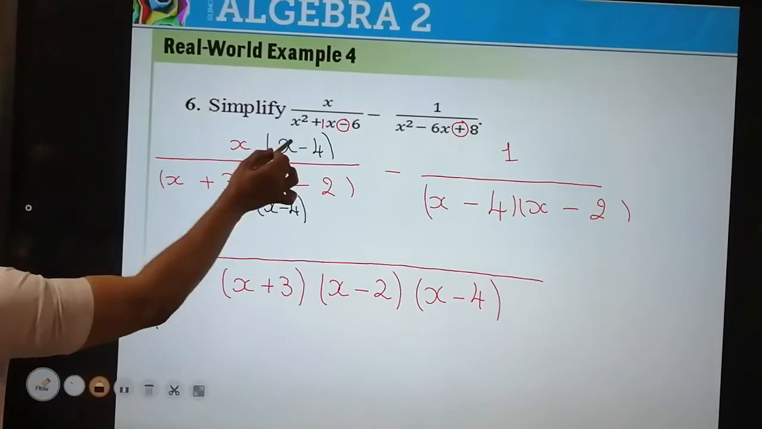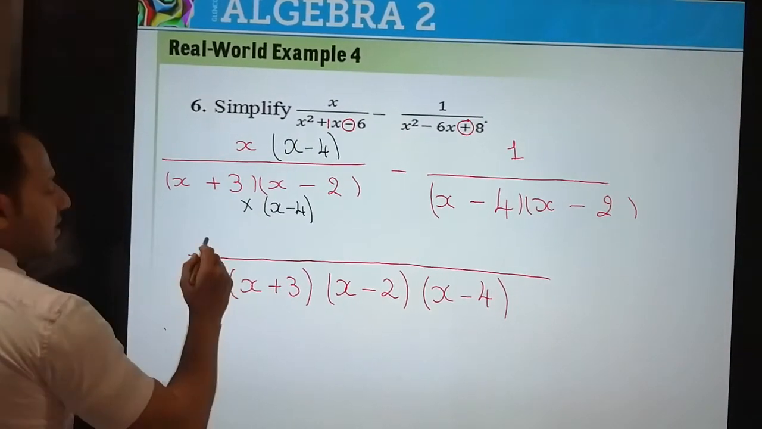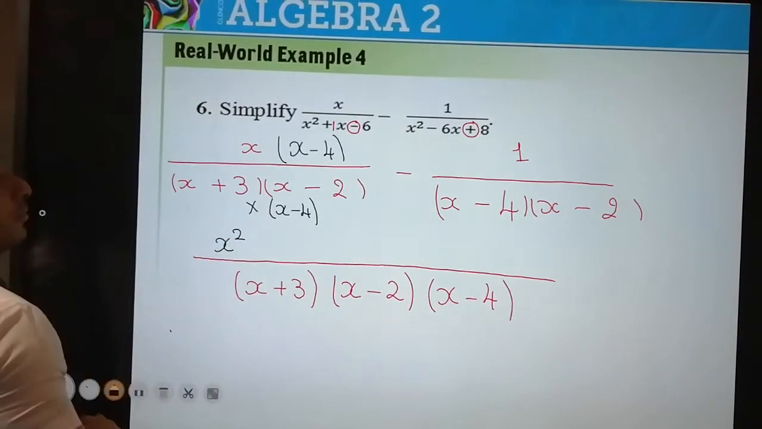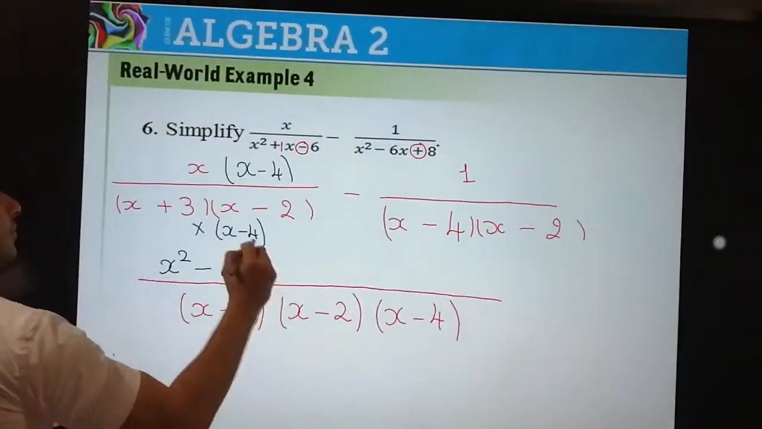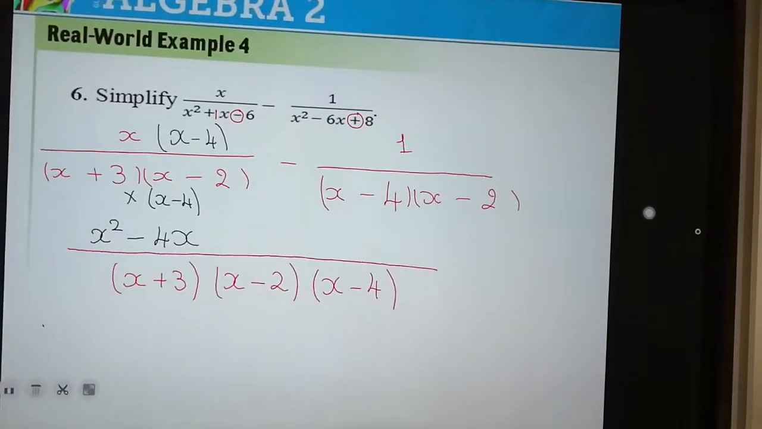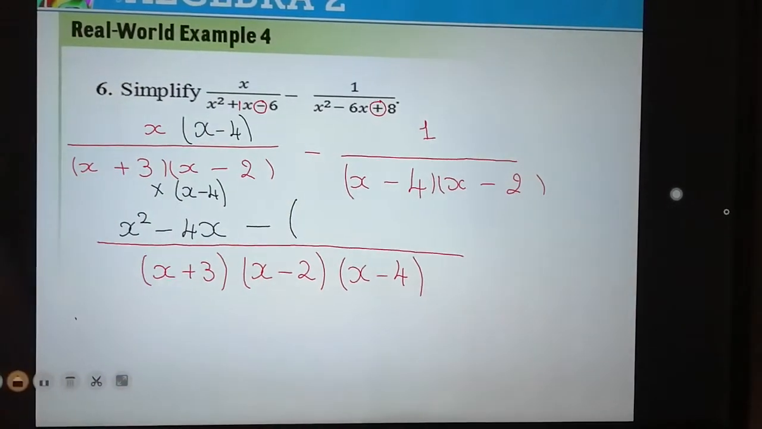Multiply. X times x directly? Yes, in one step. X times x equals x power 2. X times negative 4 equals negative 4x. This is for the first one. I write the negative sign and make a bracket.